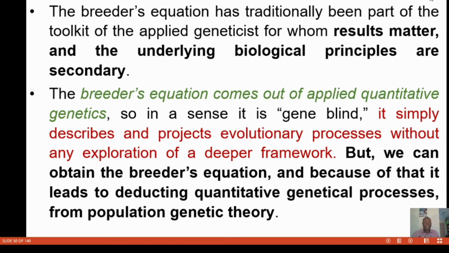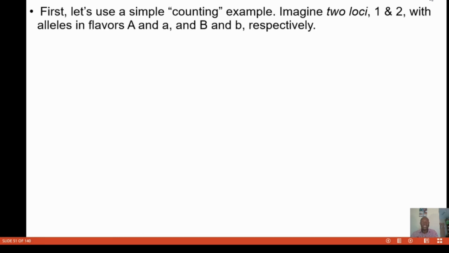But we can obtain the breeder's equation, as you can see. And because of that, it leads to deducing quantitative genetic processes from population genetic theory. And it becomes complex, and at this level of the module we do not want to explore the complexity. But let us just look at some simplistic aspect of what we are actually saying here.